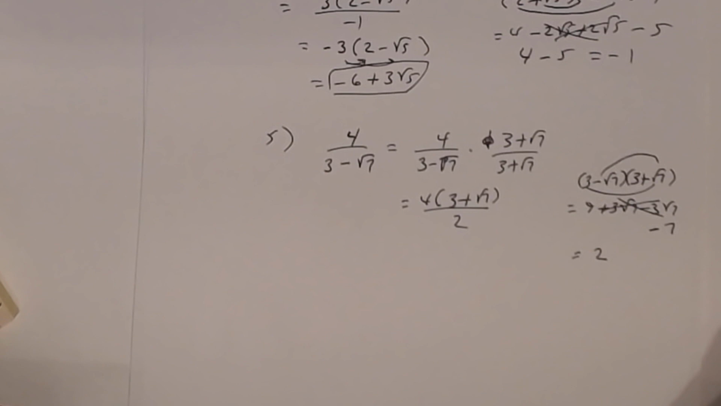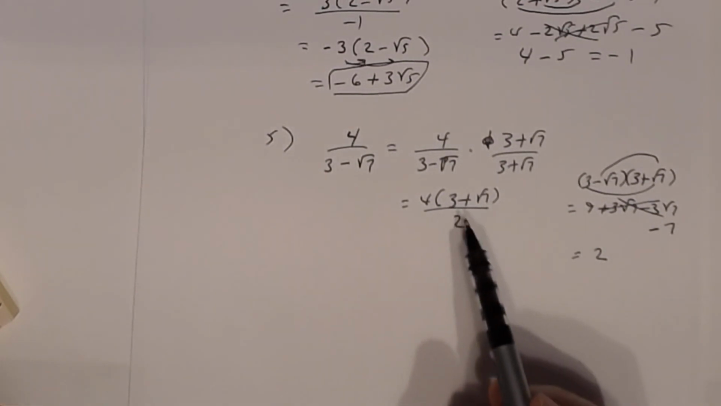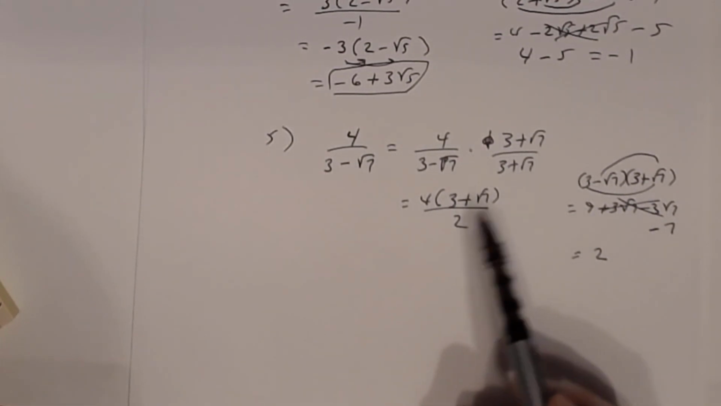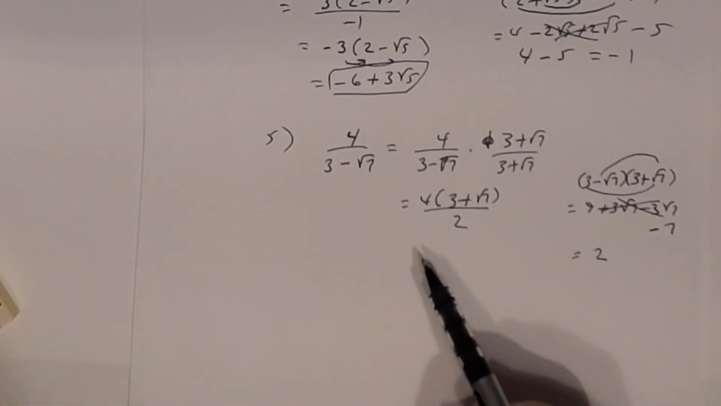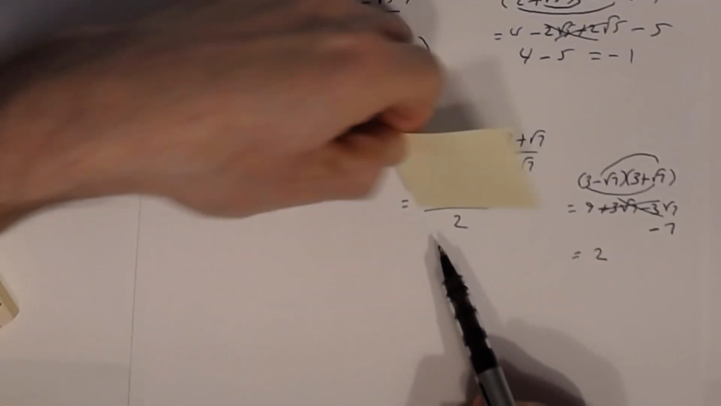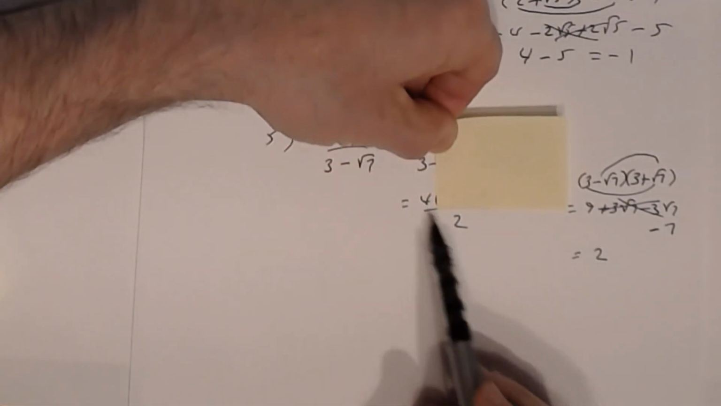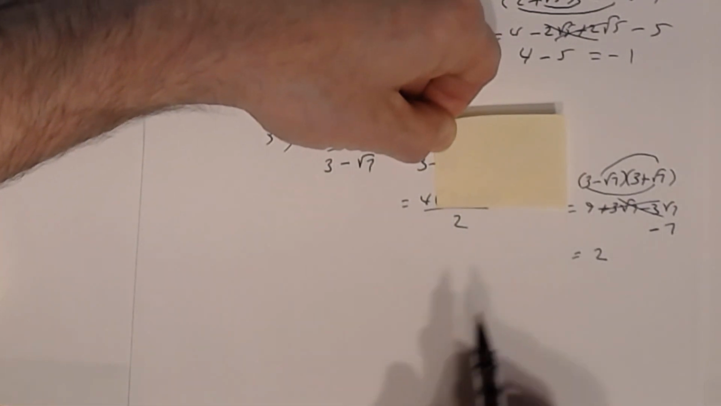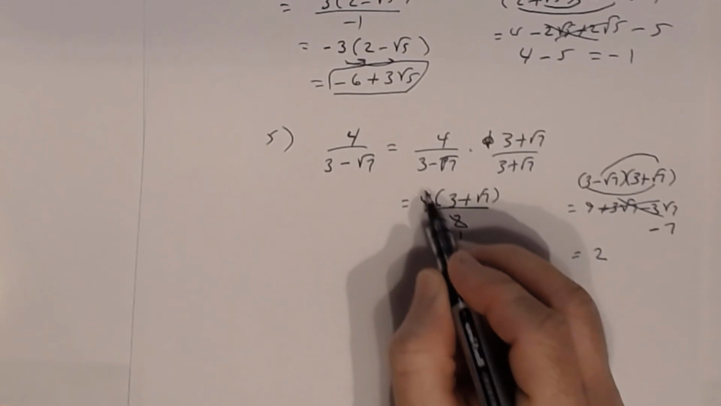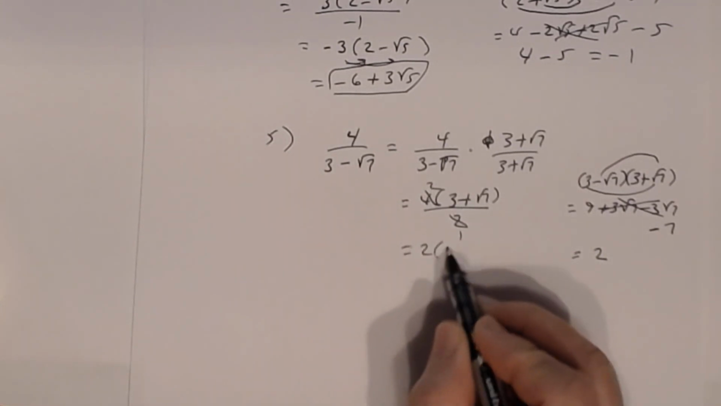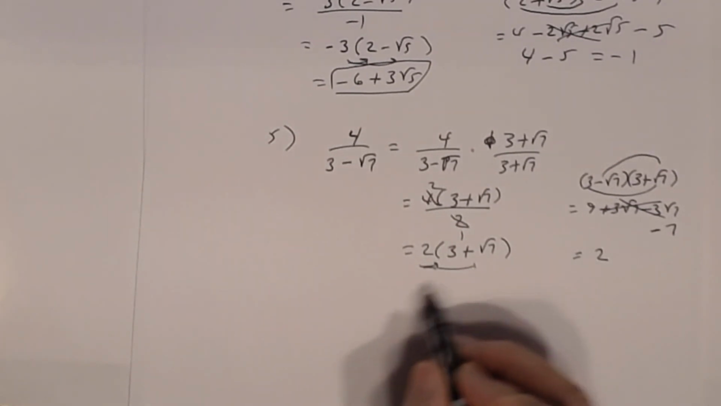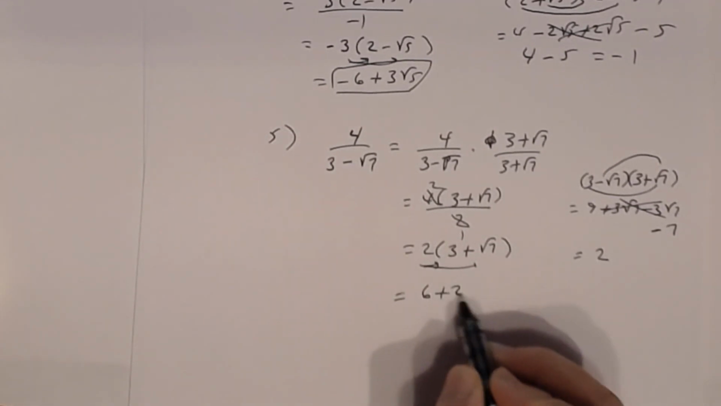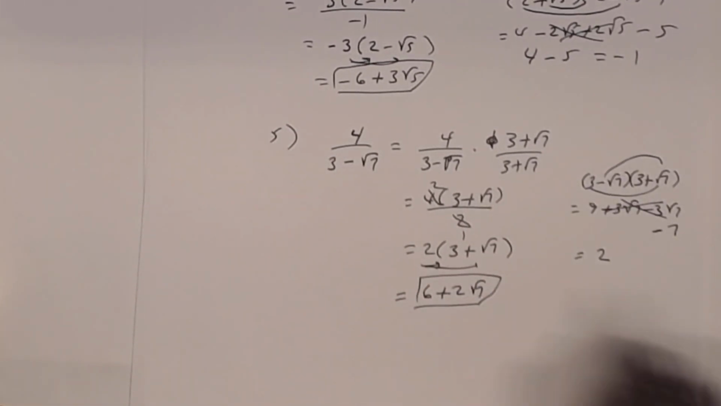But then sometimes, now notice, you want to ask yourself, can I do anything before I distribute? Because you eventually want to get rid of the parentheses. So if I cover up this part here, you're going to notice I can reduce the 4 into 2. So this is going to be 1, and this is going to be 2. So I get 2 times 3 plus the square root of 7. And then you distribute, and so you get an answer of 6 plus 2 square root of 7. And so that's your answer.